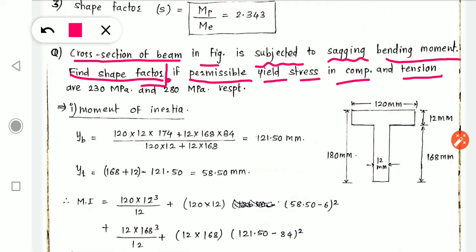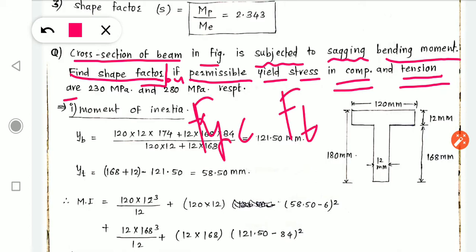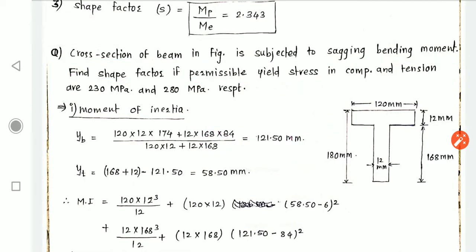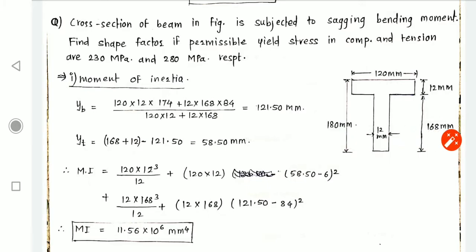Then they gave us a next statement that the permissible yield stress in compression and in tension are different. So Fy in compression and Fy in tension are different. Okay, so noted, they are different and we have to write the formula accordingly. Now let's start to solve it.